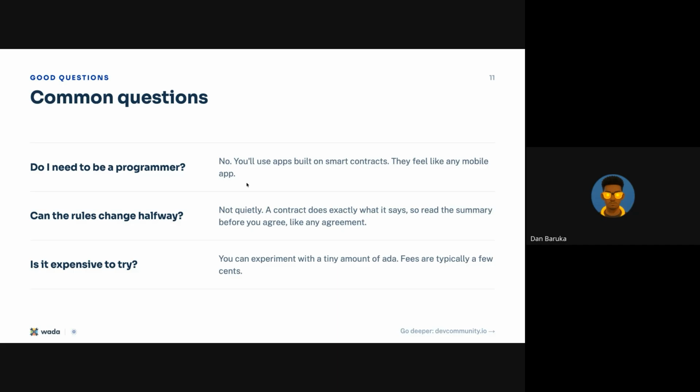Can the rules change? Yes, not quickly, but we can change them. It really depends, again, on how you build the smart contract. You can upgrade the smart contract with new rules and new agreements.